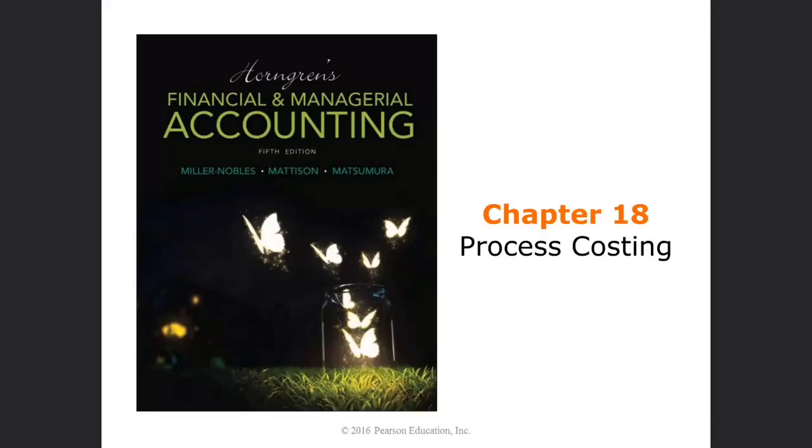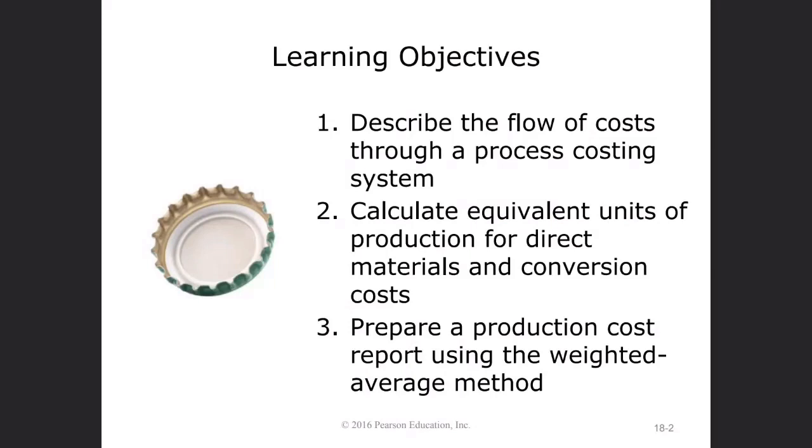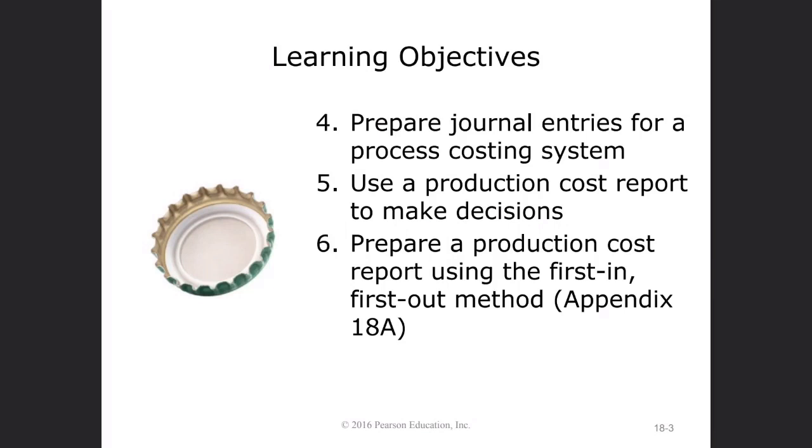In Chapter 18, we are talking about process costing, and our learning objectives are: describe the flow of cost through a process costing system, calculate equivalent units of production for direct materials and conversion cost, prepare a production cost report using the weighted average method, prepare journal entries for a process costing system, use a production cost report to make decisions, and prepare a production cost report using the first in, first out method.